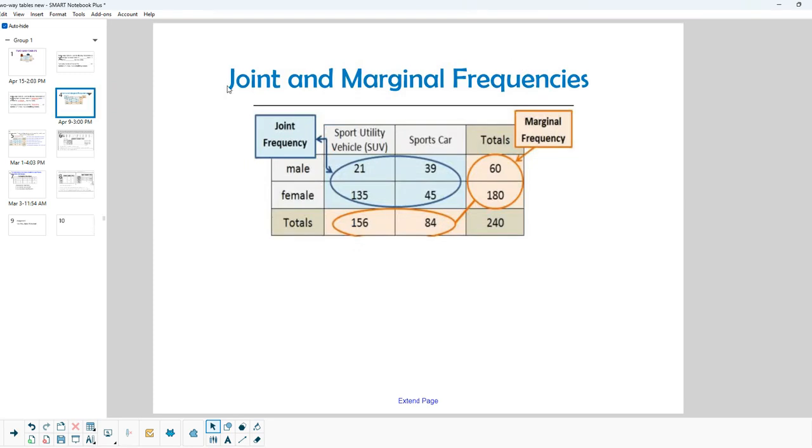Now inside of a two-way table, there's a couple of different kinds of frequencies. These ones that are in the middle here that haven't been added or combined together yet are called joint frequencies. And then these ones that are out on the edge, which are the sums of the other ones added together, are called marginal frequencies. This number at the lower right-hand corner represents the total number of people who were surveyed.